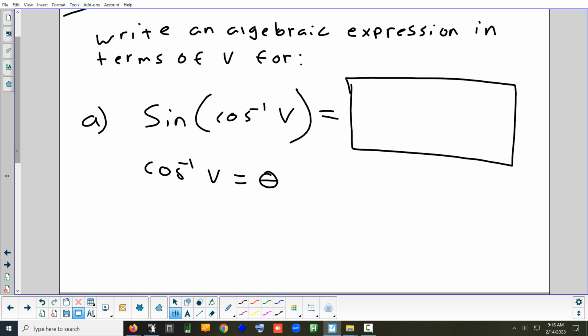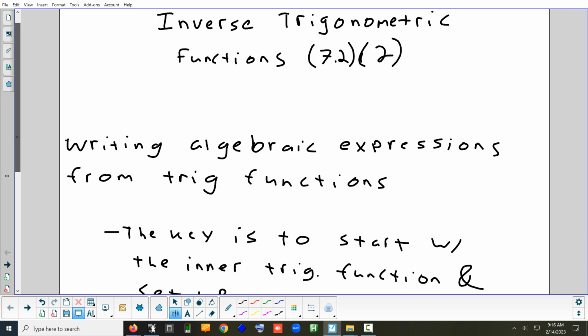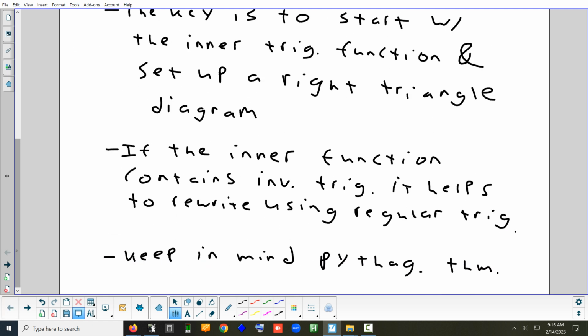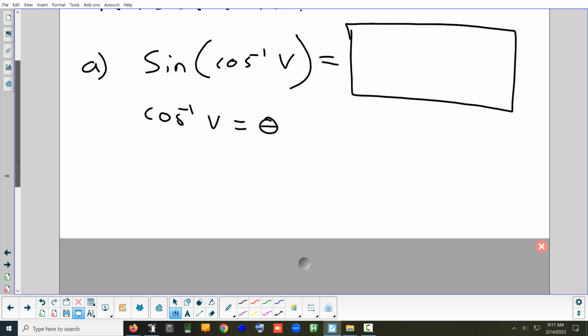But when we want to set up a right triangle diagram, we don't really want to use inverse trig. We want to use what? Yeah? We want regular trig. So I want to rewrite this question in a way that has regular trig, not inverse trig. So, as the second step says, rewrite using regular trig. So how are we going to get rid of the inverse cosine? Yeah? Cosine. Yeah, we're going to take the regular cosine.